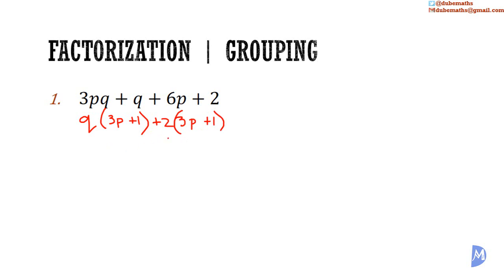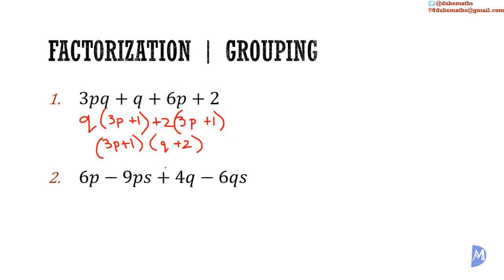We move on. What is the HCF of q(3p plus 1) and 2(3p plus 1)? It's 3p plus 1. What do I multiply 3p plus 1 by to get q(3p plus 1)? I multiply that by q. What do I multiply 3p plus 1 by to get 2(3p plus 1)? I multiply it by positive 2. And that's the factorization. A second example, we have 6p minus 9ps plus 4q minus 6qs.